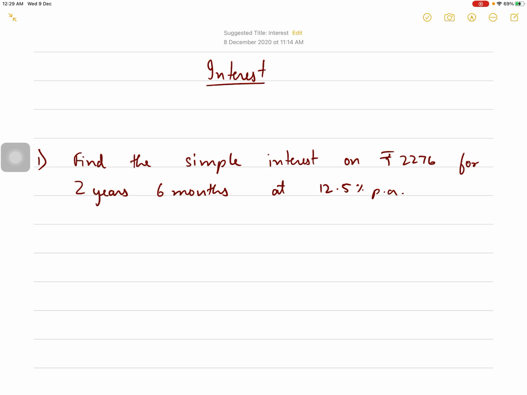Hello students, today we are going to solve a few more problems on interest. This is the last lecture of commercial arithmetic, and today we are going to complete this chapter.